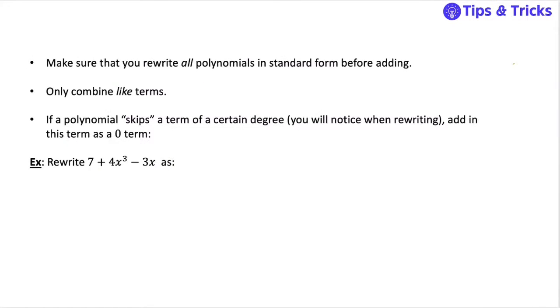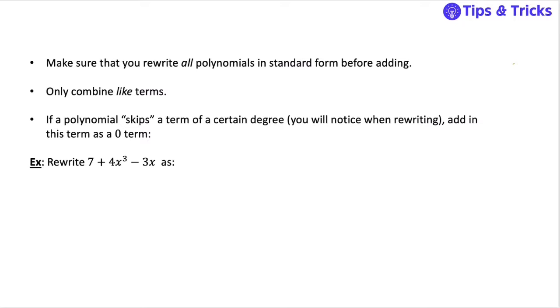Okay, so some things to keep in mind when you're working on these problems. You want to start off by making sure that you rewrite all polynomials in standard form before adding. Then you want to be sure that you're only combining like terms. And if a polynomial skips a term of a certain degree, and you'll notice this when you're rewriting, you want to add in this as a 0 term.